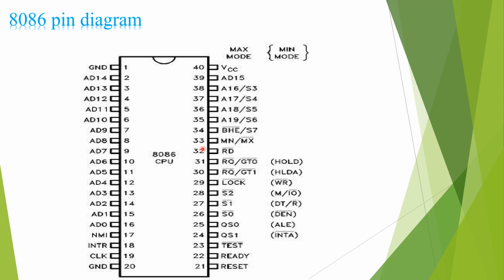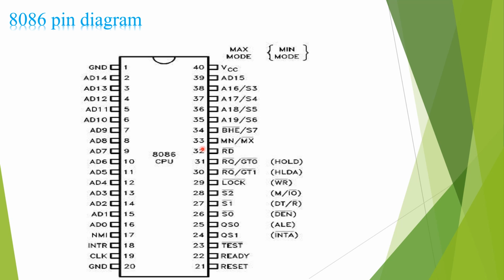After that, QS1 and QS0. These are the queue status signals, and they are available at pin numbers 24 and 25. These signals provide the status of the instruction queue.